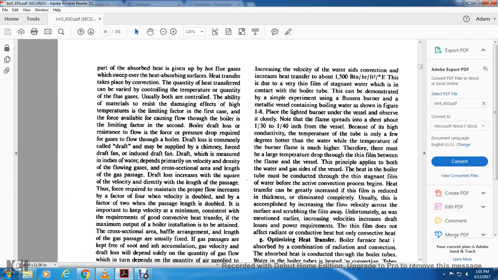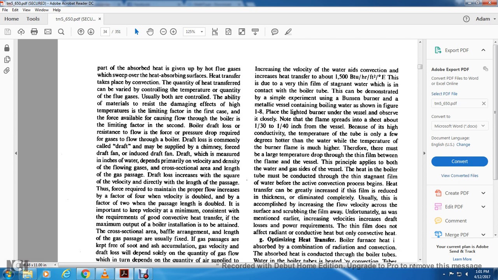Alright, heat transfer takes place by convection, and the quantity of heat transferred can be varied by controlling the temperature and quantity of the flue gas. Usually both are controlled by the ability of the material to resist damage from high temperature, which is the limiting factor in the first case, and by the force available to cause the flow through the boiler, which is the limiting factor in the second. The boiler draft loss is the resistance to flow, the force and pressure drop required for gases to flow through the boiler. Draft loss is commonly called draft.